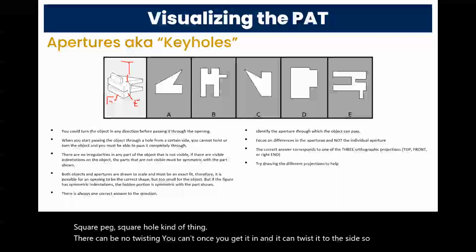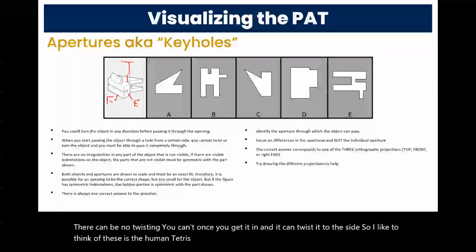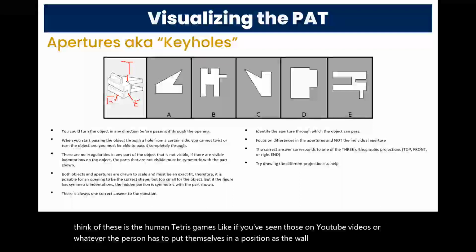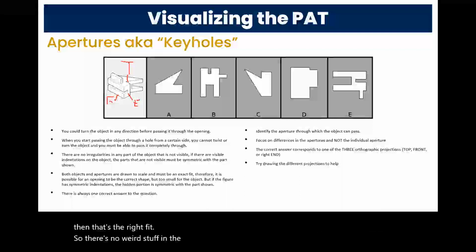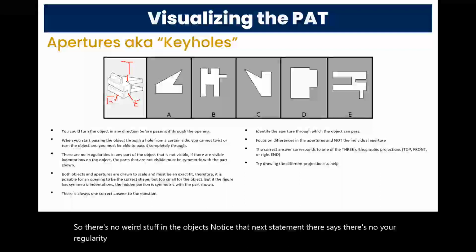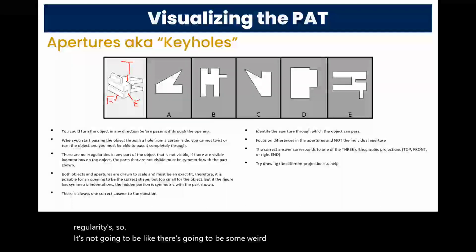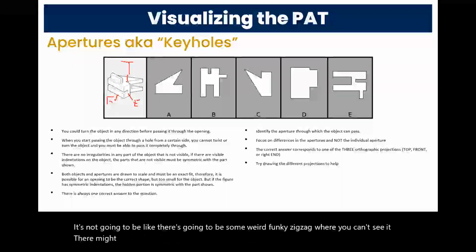So I like to think of these as the human Tetris games. Like if you've seen those on YouTube videos or whatever, the person has to put themselves in a position as the wall passes through. That's what this is. You put the object in the position and the wall will pass across it. And if it passes perfectly, then that's the right fit. So there's no weird stuff in the objects. Notice that next statement there says there's no irregularities. So it's not going to be like there's going to be some weird funky zigzag where you can't see it. There might be some asymmetry there, but it won't be something ridiculous that doesn't show up.